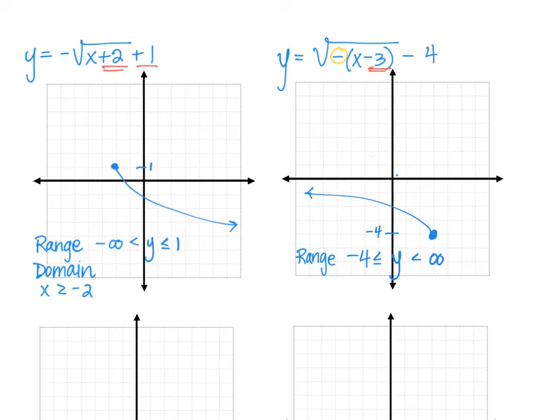The domain of this one, you take what is in the square root, not the negative 4, just what was in the square root. And so we're going to take what was in the square root, which is negative parentheses x minus 3, and set that greater than or equal to 0. Divide everything by negative 1, which flips the sign around. And then add 3 to both sides. x is less than or equal to 3. And that is your domain for that particular function here.